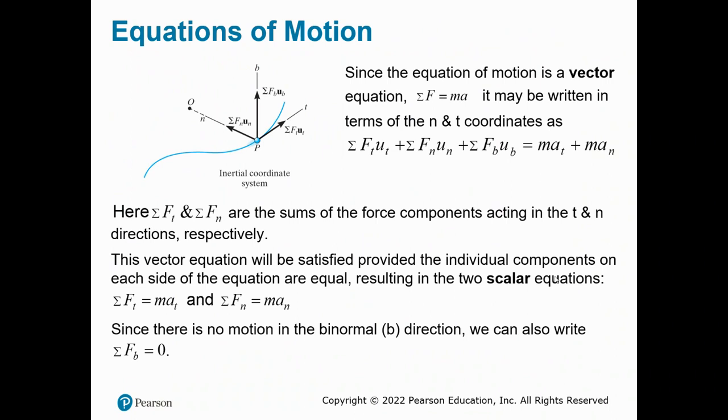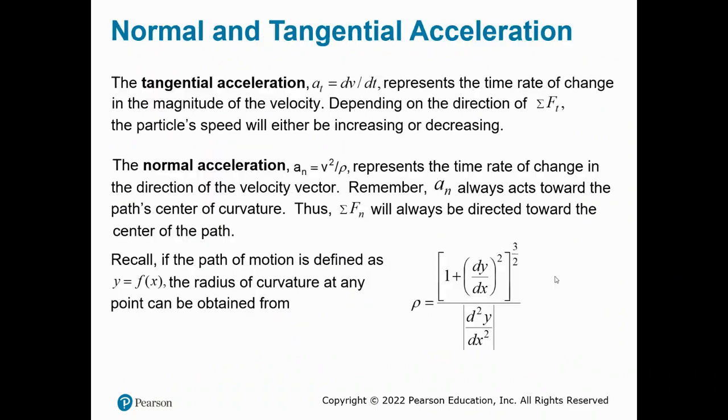So in the vector direction, you have F equals ma. We have the tangent direction, the normal direction, and sometimes you may have the binormal direction, depending on your problem. Similar to what we do in the xy direction, this vector equation will be satisfied provided the individual components of each side of the equation are equal, resulting in the two scalar equations Ft equals mat and Fn equals man. Since there is no motion in the binormal direction, we can also write F binormal equals 0.